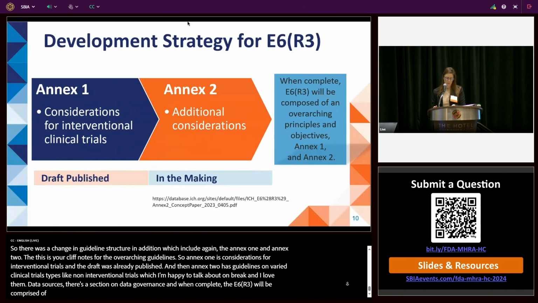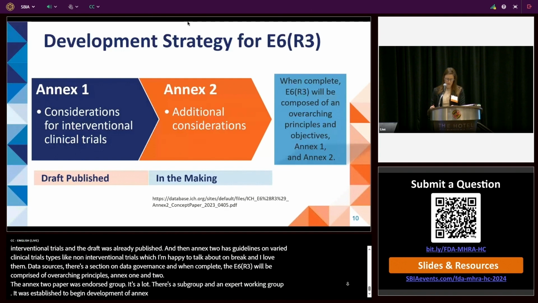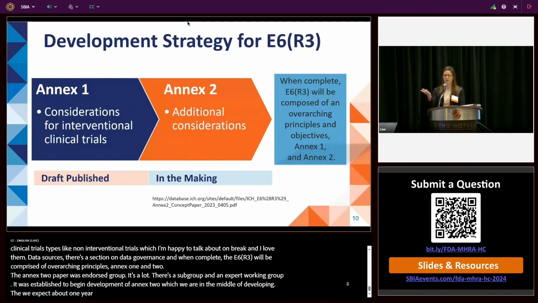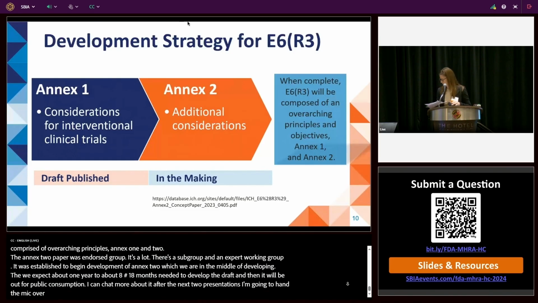The Annex 2 concept paper was written in March of 2023 and endorsed by the ICH E6R3 Expert Working Group Annex 2 subgroup. Try saying that 5 times fast. It's a lot, but there's a subgroup and an expert working group. It was established to begin development of Annex 2, which we are in the middle of developing. We expect about 1 year to 18 months needed to develop the draft, and then it will be out for public consumption. I'll chat more about this after the next 2 presentations. I'm going to hand the mic over to Dr. Abid from Health Canada.